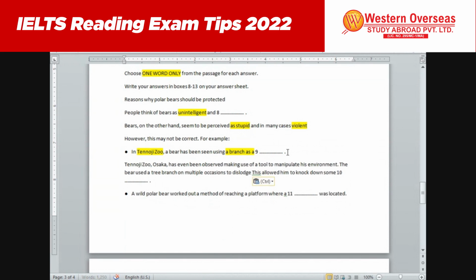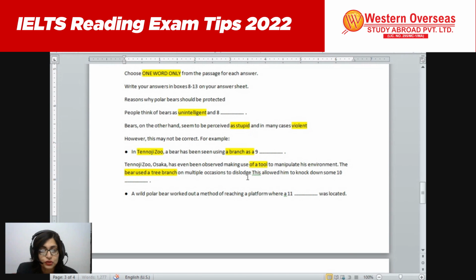So this will help you to understand how we can find out the answer. See, article, I had already said that prepositions and articles will help you. It is written of a tool. Bear used a tree branch. He used the branch, how did he use it? As a tool. Clear?